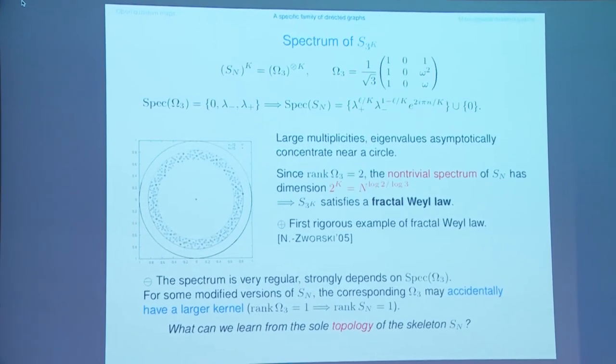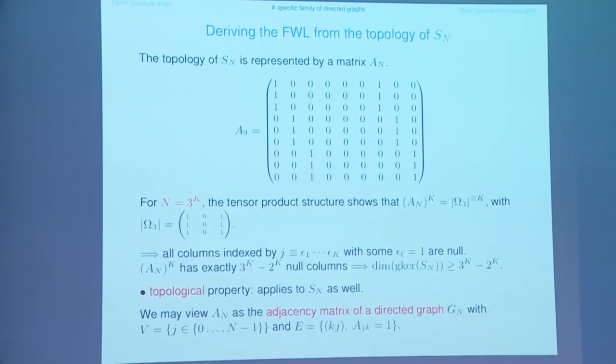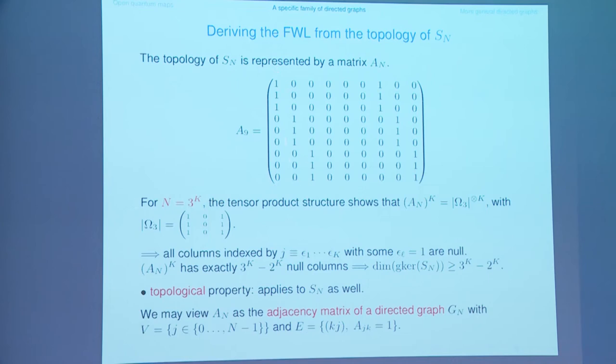When I say the topology of the skeleton, I just mean which entries are non-zero. So I keep the matrix with ones everywhere, and I see this as an adjacency matrix. From there I want to see whether we can guess something about the spectrum of this matrix, only looking at this topology.